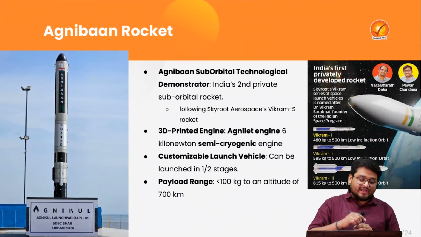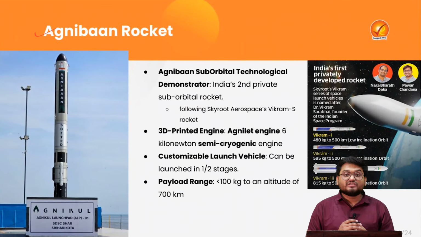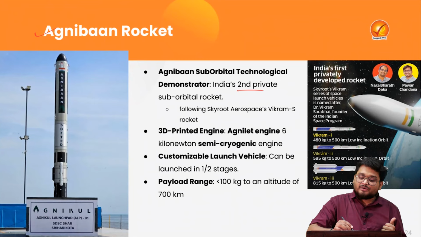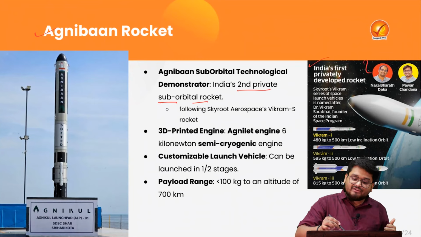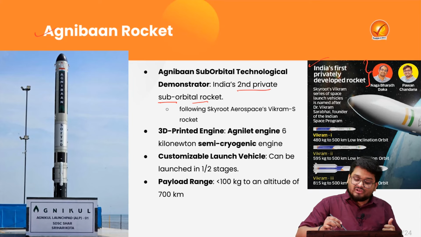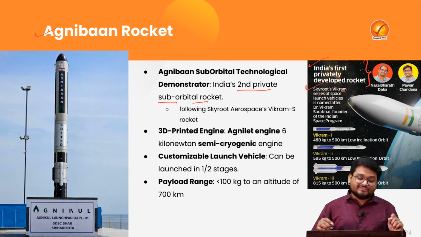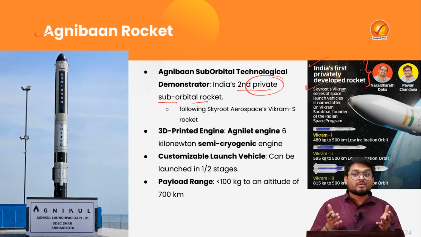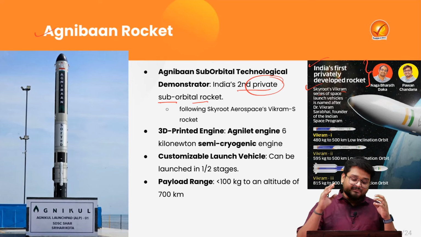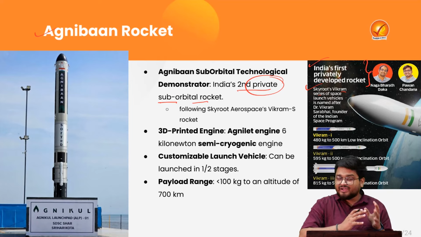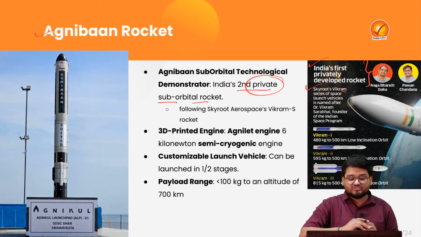In the next one, we'll be looking at this Agniban project, which is the second private suborbital rocket. It is second because India's first privately developed rocket is Skyroot's Vikram series of space launch vehicle. When we're talking about private companies, we're talking about our own Indian companies who are building these rockets for future space operations privately, without any kind of direct government help.